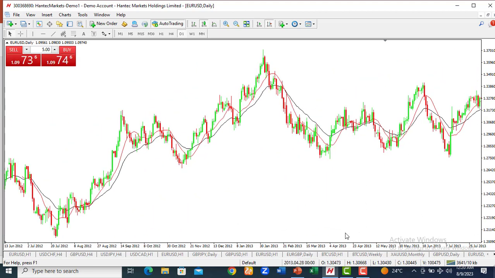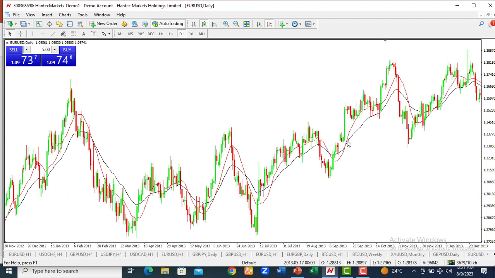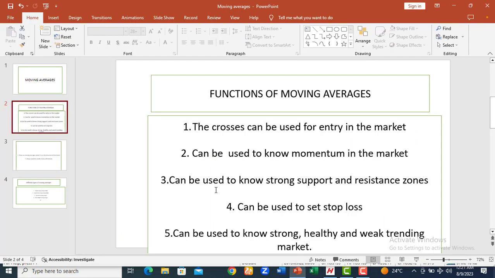Let me show you what I'm trying to talk about. If you look at this particular cross here, after the cross, the red and the black moving averages were still together. But if you watch here, when they crossed here, they were separated. The red and the black moving averages were separated. So when you see that, it shows momentum. Remember, it must be in favor of the trend.